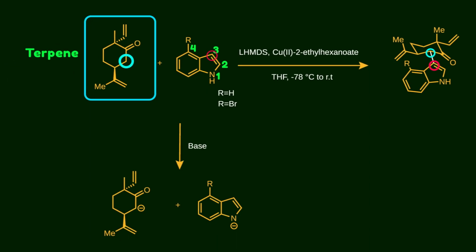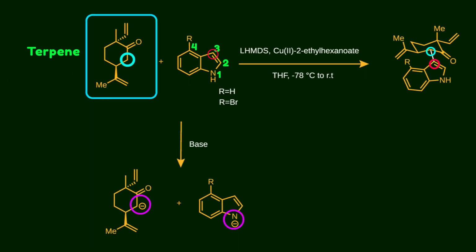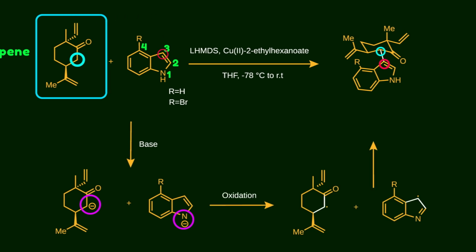In the first step, the base deprotonates both the indole and the carbonyl compound. Next, they are oxidized by copper to produce radical species. Joining the two radicals led to the desired product as a single diastereomer.